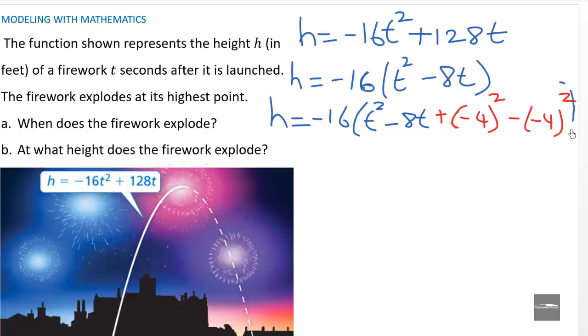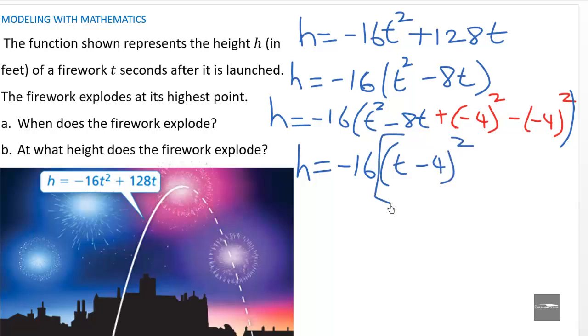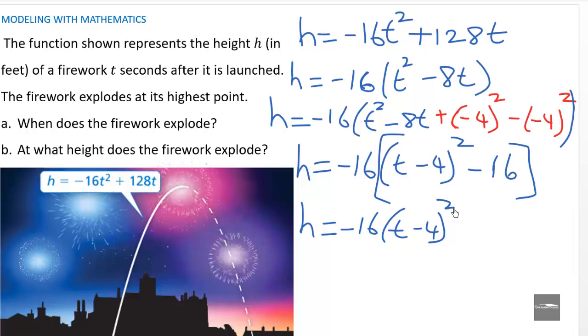We will now simplify the first three terms within the parentheses. We'll write it as a perfect square. So that is going to give us h equal negative 16 into t minus 4 all squared. So those first three terms will give us t minus 4 all squared. Then we have minus 16. So we now expand with the negative 16.